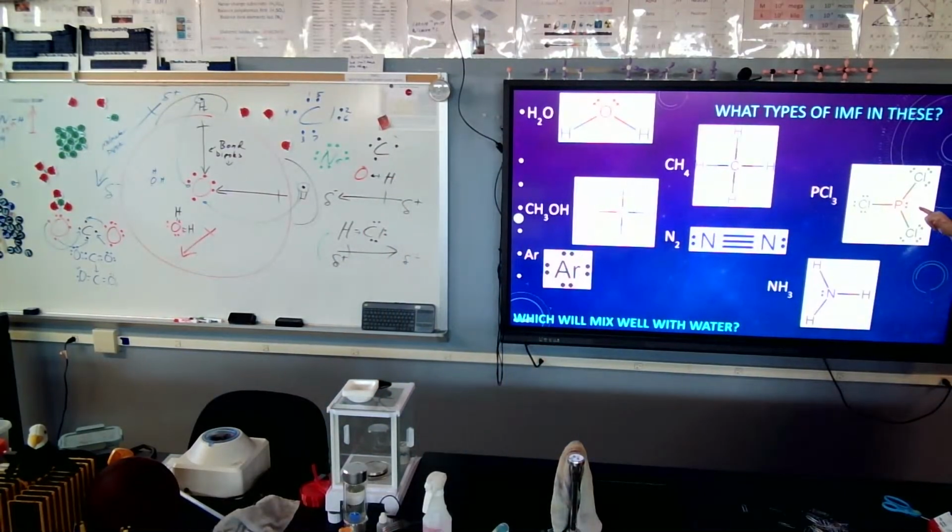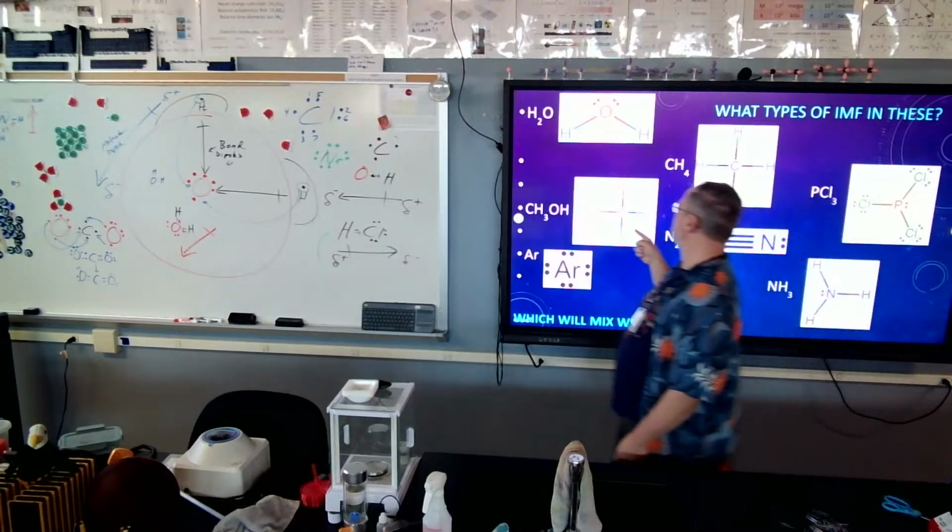PCl3's got that fun little unshared pair right there. What do you think PCl3 is? 1, 2, or 3? 2. Yep. PCl3 is polar, but hydrogen's nowhere in there. Hydrogen's not having any fun, so it's just dipole.